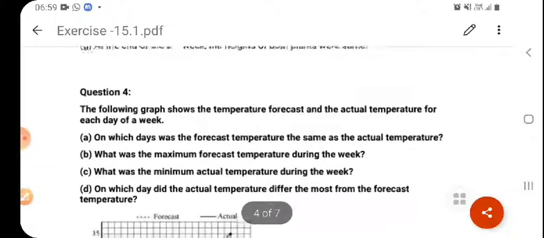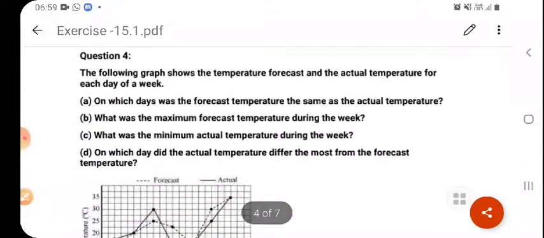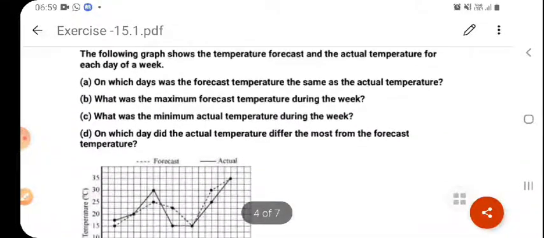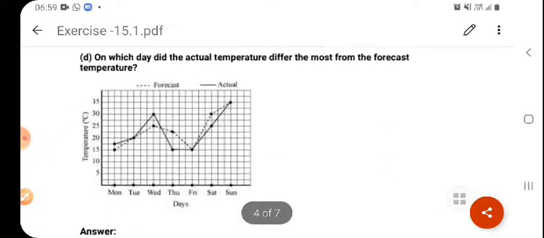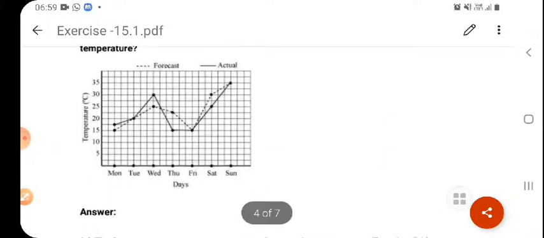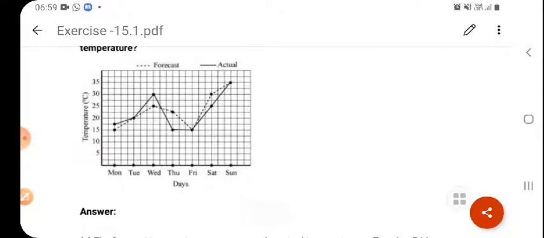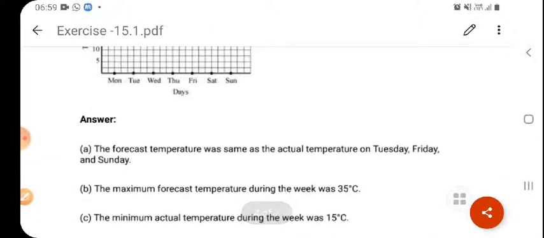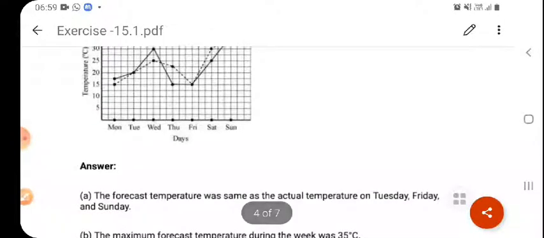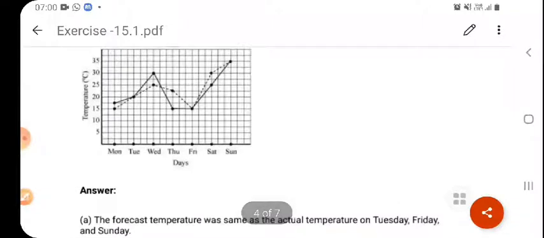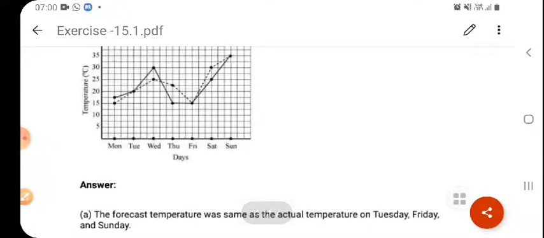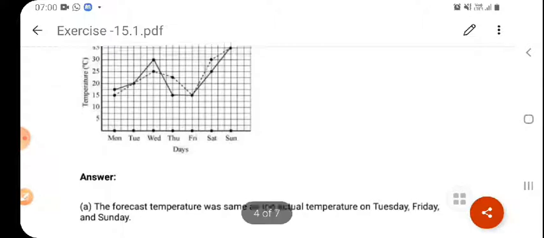Okay, temperature forecast and actual temperature. The dotted line shows the forecast and the straight line shows the actual temperature. The forecast temperature was the same as the actual temperature on Tuesday. Both values are the same on Tuesday, Friday and Sunday.